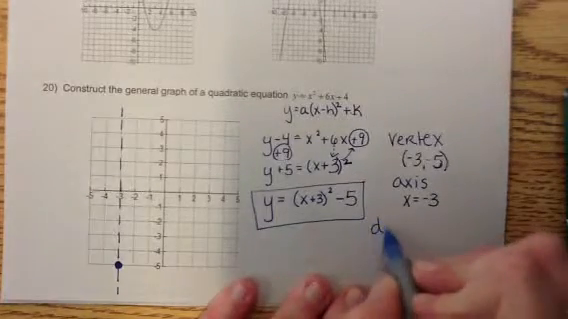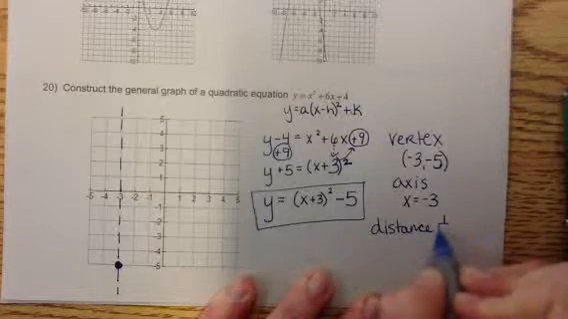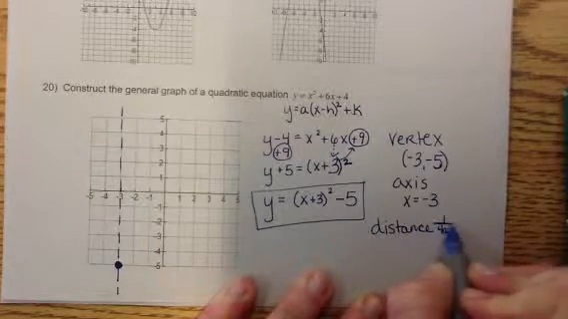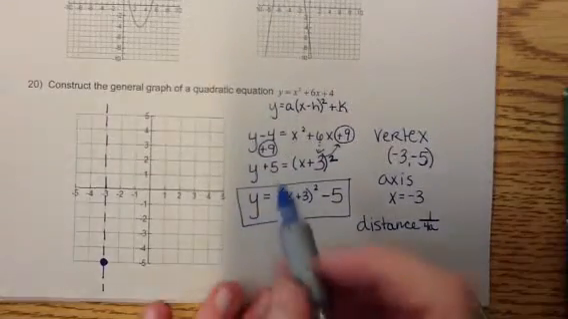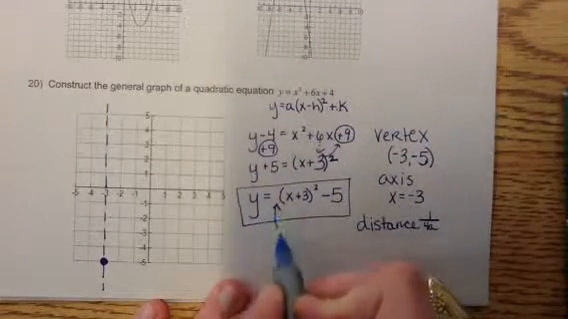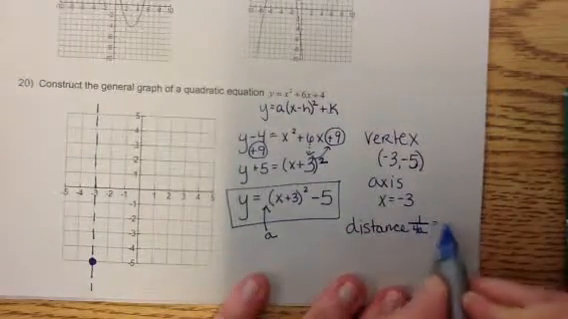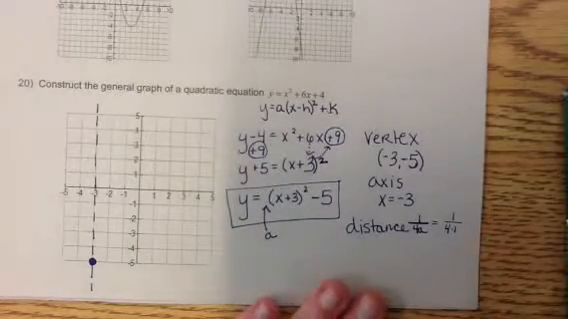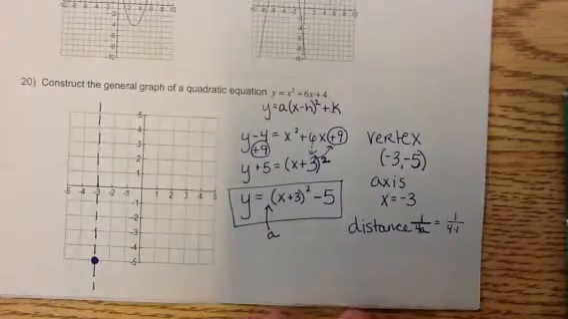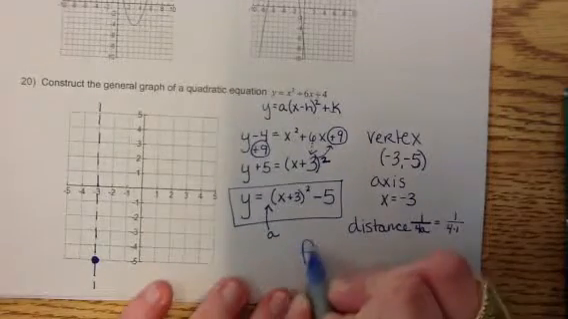The next thing we want to look at is our distance. Distance is always defined as 1 over 4a when we're looking at parabolas. So we go to our equation. Whatever's in front of parentheses is your a value. In this case, it's 1. So my distance is 1 over 4 times 1, which is 1/4. The distance is going to do two things. It's going to give us the focus and the directrix.